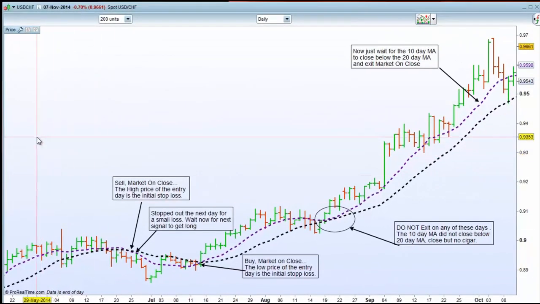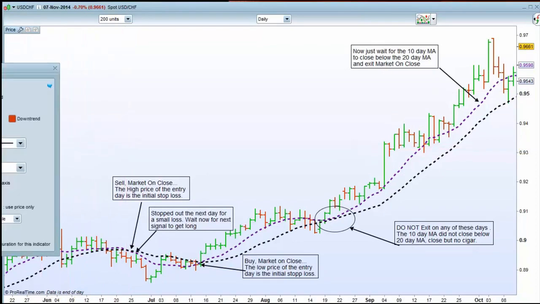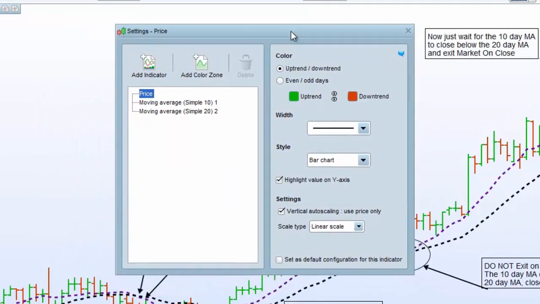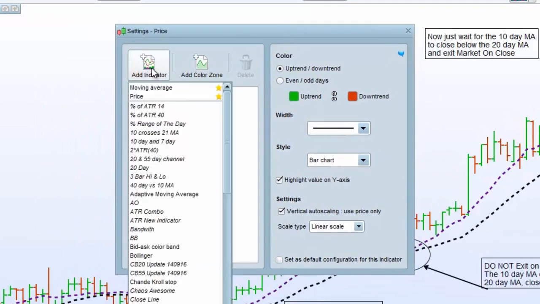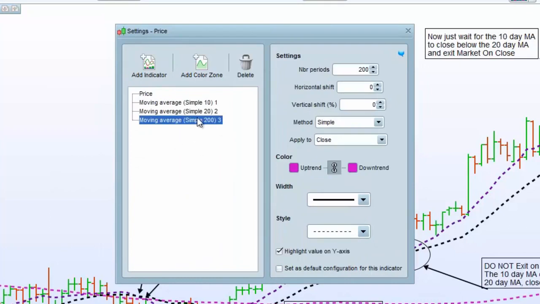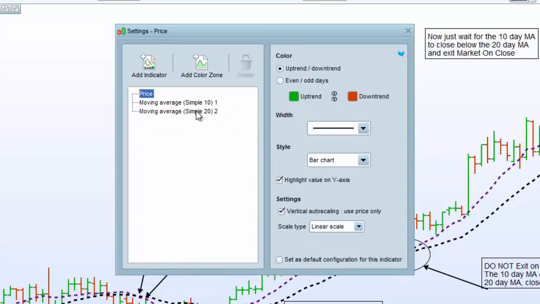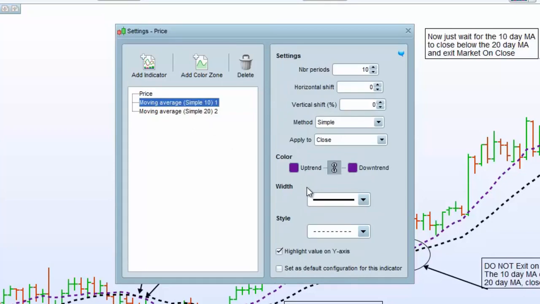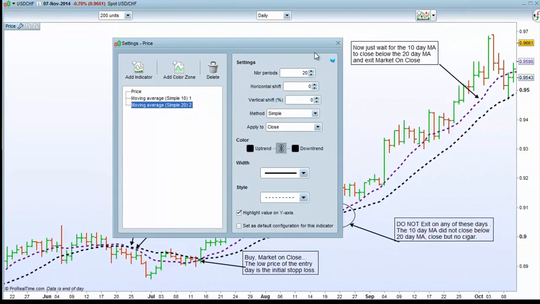I added those the same way I did before, by clicking on the wrench, choosing Add Indicator, clicking on Moving Average, and then another box pops up and I change the number of periods and the color. Now I'm going to delete this one because I'm not going to use it. We already have the 10 and the 20 there. You see the 10 is purple and the 20 is black.